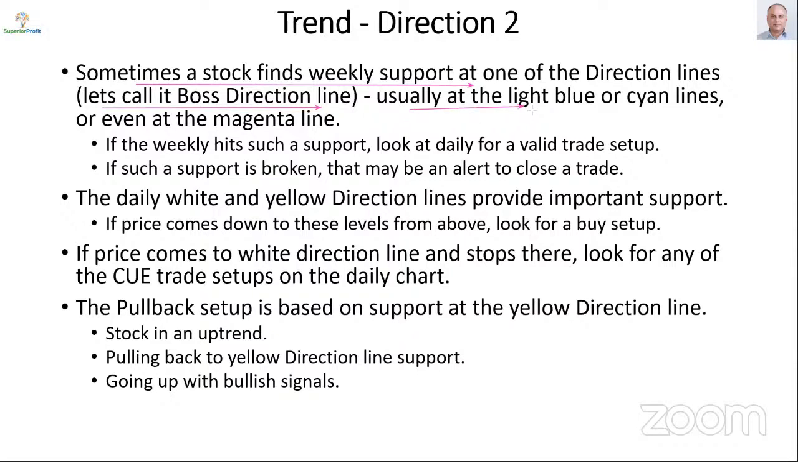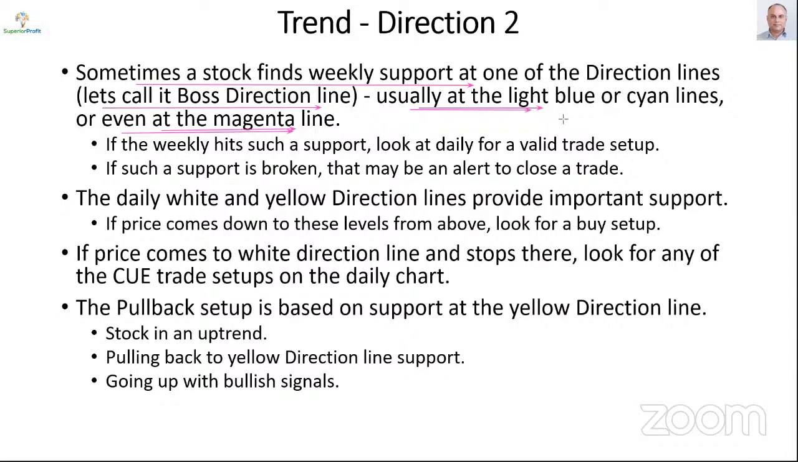Usually it is at the light blue or cyan lines, less often maybe at the magenta line. The magenta line is fast, so those are very sharp up moves. Once they are gone, they are gone. If we find a stock which has support at the weekly magenta direction line, it is moving very fast, and unless we are able to catch it early, it may be too late. Whereas the ones where the weekly finds support at the light blue or cyan lines are still moving relatively slower, but still a strong enough up move.